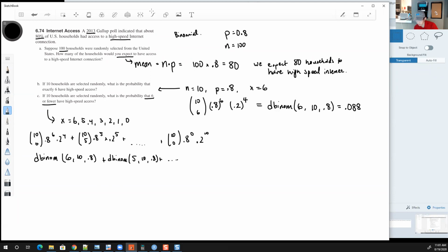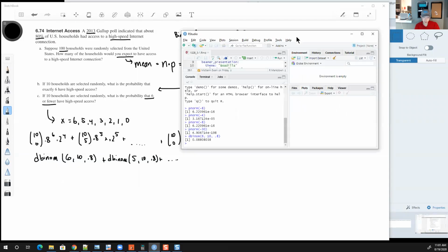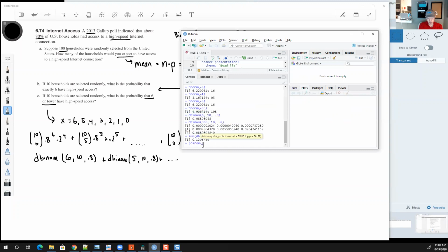For another question, for "or fewer" binomial questions, is that the binomial CDF on the calculator? Yes, I believe. If I did this, I could do dbinom(6, 10, 0.8). I can also just do 0 through 6, 10, 0.8, and R will calculate all of this, and I can do the sum of this, and my answer is around 12%. In R, I can also do pbinom, which is the binomial CDF, and we will get the same number here, okay?